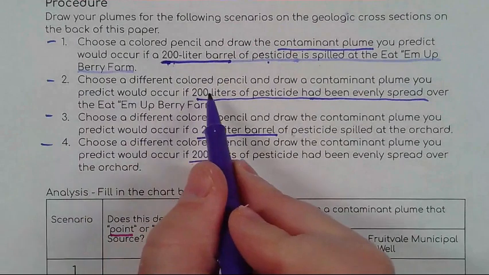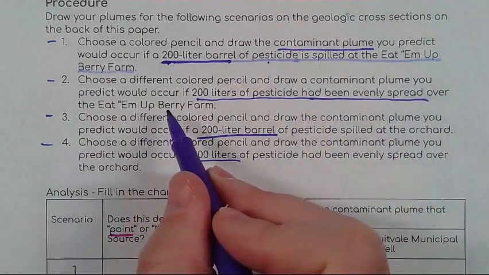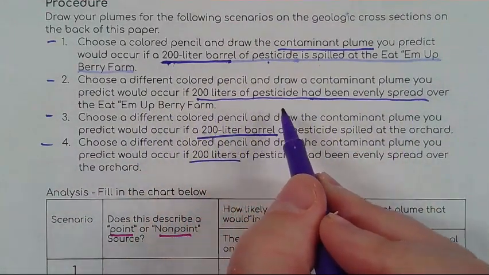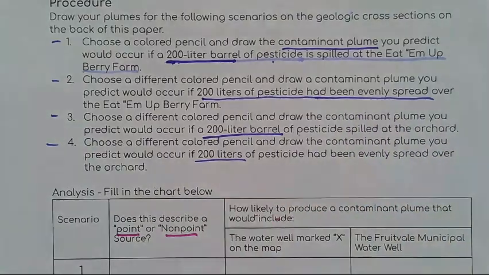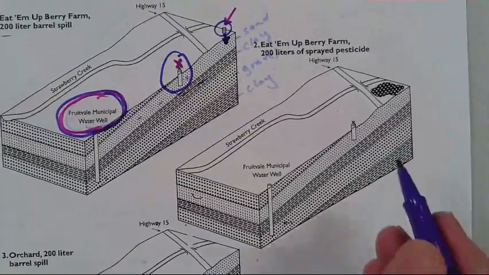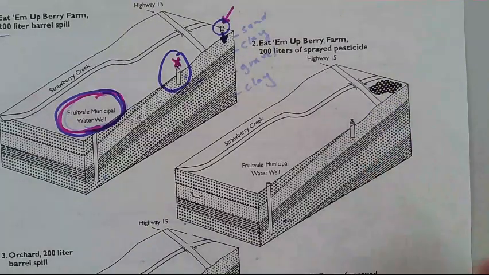Scenario 2 says choose a different colored pencil, draw a contaminant plume you predict would occur if 200 liters of pesticide had been spread evenly over the farm. And that then refers to this part, and there's the pesticide spill.